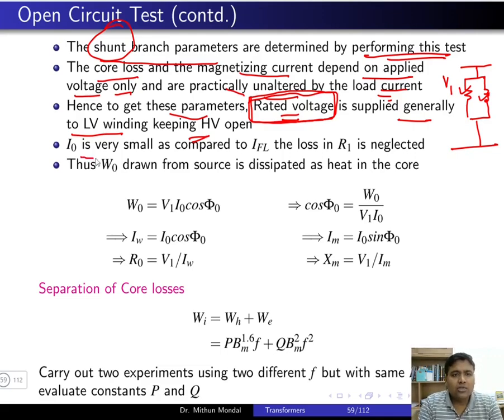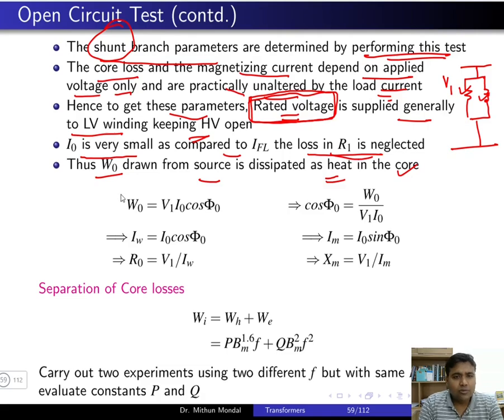I naught is very small as compared to the full load current. The loss in R1 is neglected. That is, the copper loss we will neglect because the no load component of the current is very small, as we have discussed previously also. Thus, the power drawn from the source is dissipated as heat in the core. So whatever the no load power is, that will basically be used to dissipate heat in the core and to produce the flux.